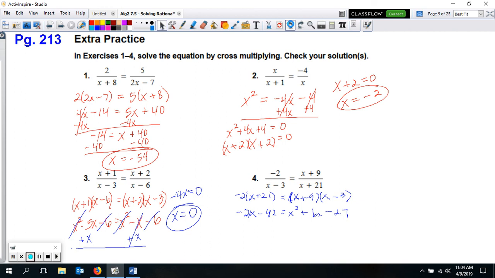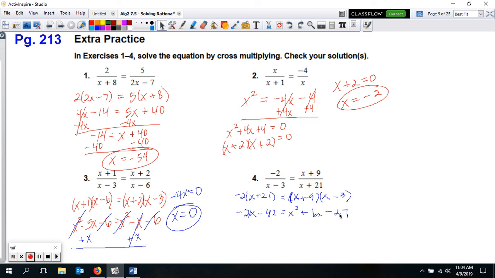That's going to be negative 2x minus 42. And on this side, we're going to FOIL this, so x squared for the first part. We're going to get a negative 3x on the outside, positive 9x on the inside. So I'm going to basically say 9 minus 3 is going to be positive 6x for the middle. Then 9 times negative 3 gives me negative 27 for that last term.